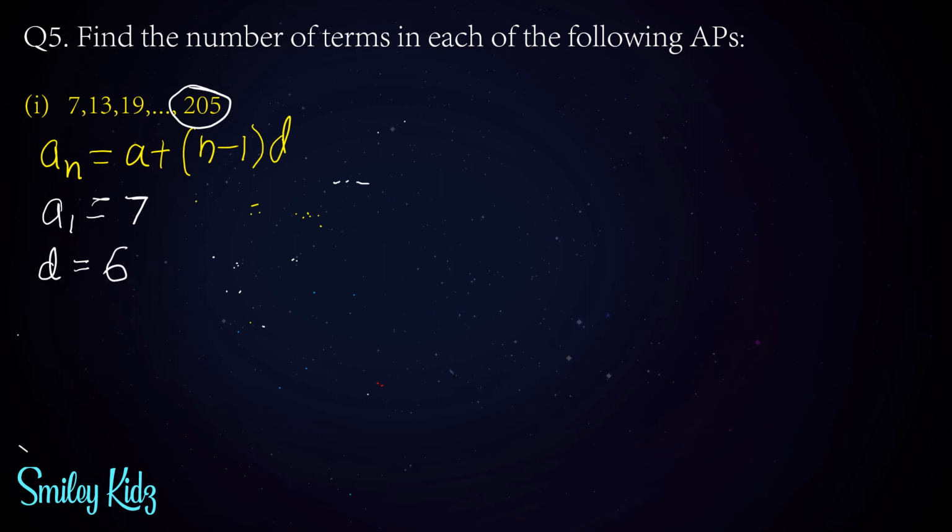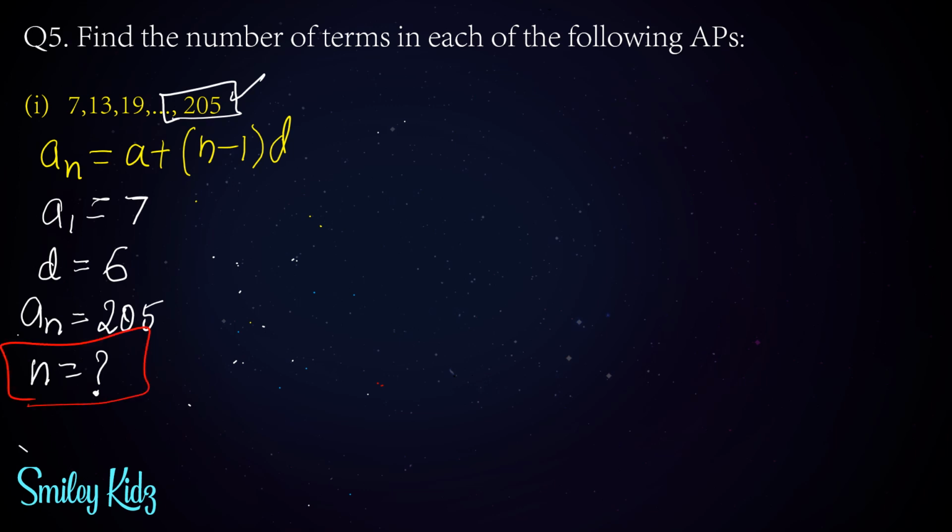Alright. Then we have AN. Here in the AP, we are also being provided with the last term. That is 205. I already told you that AN can be the nth term or the last term, isn't it? So here the last term is also given. So AN is equal to 205. Now N is equal to question mark. That means here we are going to find out the number of terms. I hope the concept is clear.